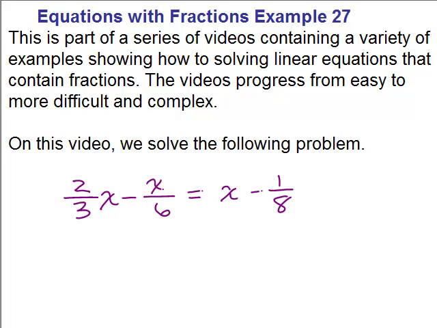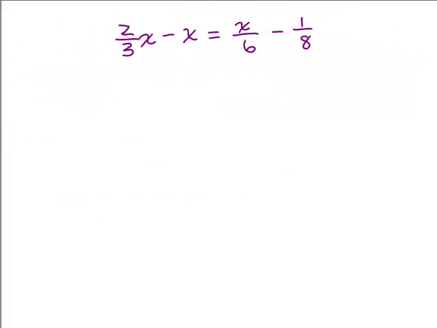This is example 27 of solving equations with fractions, and we're going to do this problem on this video. It's a perfect candidate for multiplying both sides by the least common denominator, given that there's more than one fraction, especially, and they have different denominators. So we have to look at the denominators 3, 6, and 8, and figure out what the least common denominator is. Try that on your own and see if you can do this problem first. Okay, the least common denominator is 24.